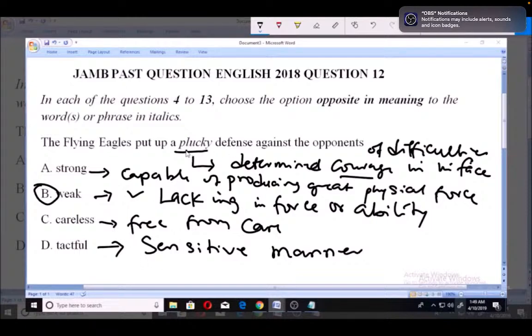So what is the opposite of plucky? Plucky simply means determined and having courage to face difficulties. Somebody that is strong. So the opposite should be weak. And that makes option B the right answer. Lacking in force or ability. Don't have the ability to face difficulties. So B is the right option, as the opposite in meaning to plucky.